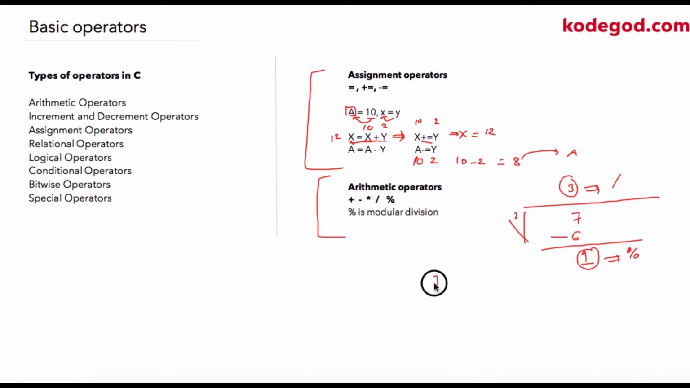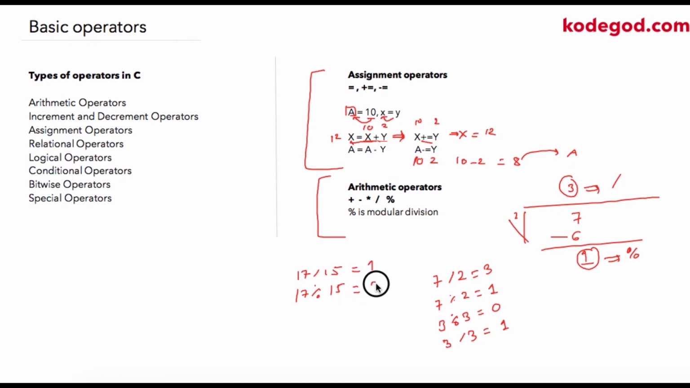So when I write an instruction like 7 divided by 2, my output will be 3. And if I write 7 modular division 2, my output will be 1. Similarly, if I write 3 modular division 3, it will be 0. And 3 divided by 3 will be equal to 1. I'm taking another example. Let's say 17 divided by 15. So the output of this will be 1. And 17 modular division 15, in this case, my output will be 2.